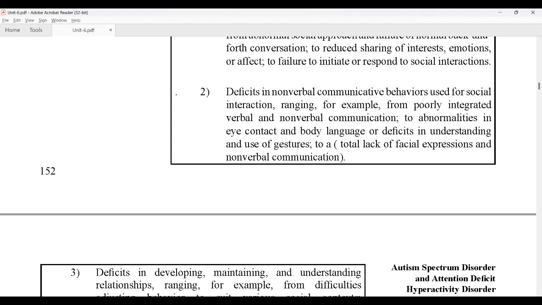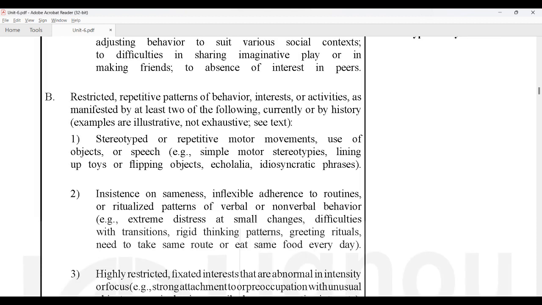3. Deficits in developing, maintaining, and understanding relationships, ranging, for example, from difficulties adjusting behavior to suit various social contexts, to difficulties in sharing imaginative play or in making friends, to absence of interest in peers. B. Restricted, repetitive patterns of behavior, interests, or activities, as manifested by at least two of the following, currently or by history. Examples are illustrative, not exhaustive. See text. 1. Stereotyped or repetitive motor movements, use of objects, or speech, for example, simple motor stereotypies, lining up toys or flipping objects, echolalia, idiosyncratic phrases.